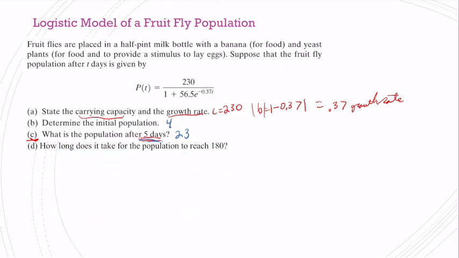So for part D, I know I want my population to be 180, and I wonder, when is my population 180? So I have 180 equals 230 over 1 plus 56.5 e to the negative 0.37t. Okay, this can seem a little daunting. I want you to solve this like you would any other rational function, right? The first thing you want to do is get rid of that denominator. It's not helping anybody. So we're going to multiply both sides by 1 plus 56.5 e to the negative 0.37t.